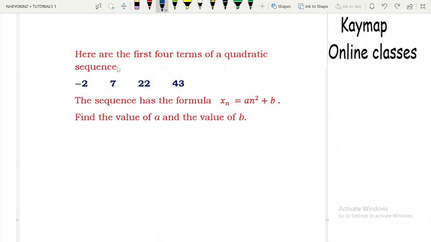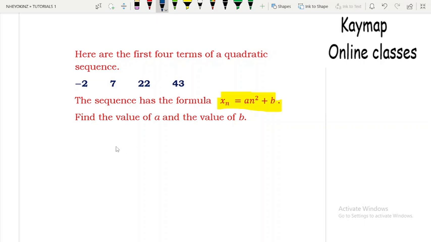In this video tutorial, we're given this question. Here are the first four terms of a quadratic sequence: -2, 7, 22, 43. The sequence has the formula x sub n equals an squared plus b. Find the value of a and the value of b.